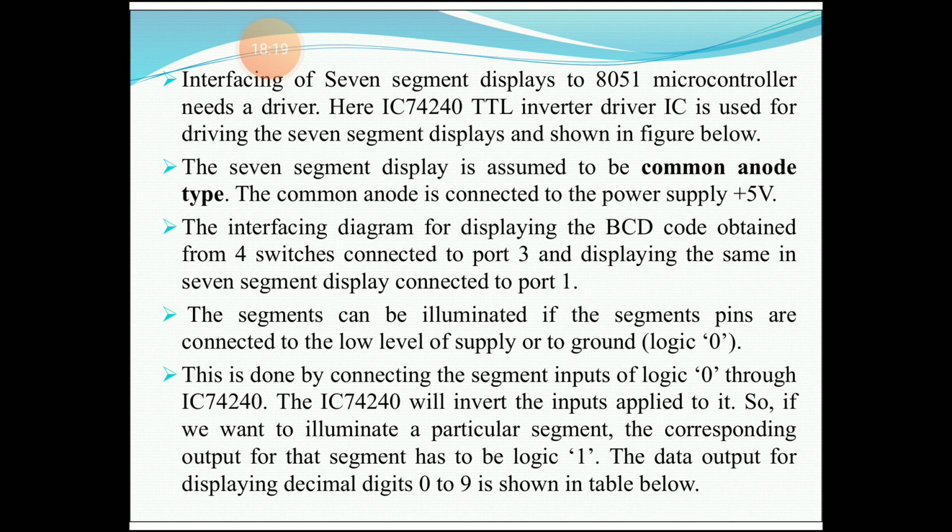The segments can be illuminated if the segment pins are connected to low level voltage, or logic 0 is applied to the segment. This is done by connecting the segment inputs to logic 0 through the 74240. The 74240 will invert the inputs applied to it. So if you want to illuminate a particular segment, the corresponding output from the port has to be logic 1. The data output for displaying decimal digits 0 to 9 is also shown in the table below.